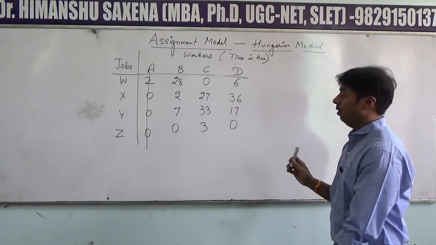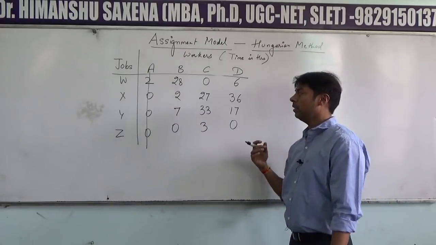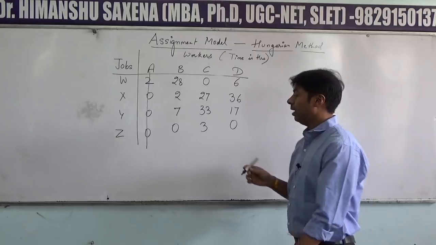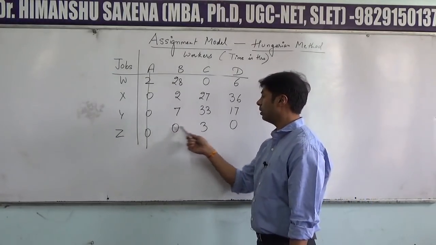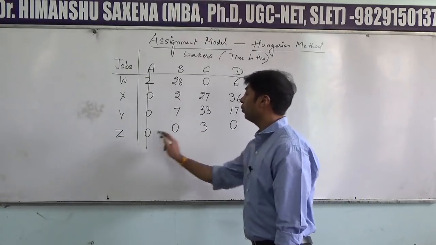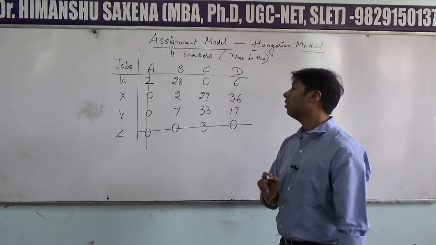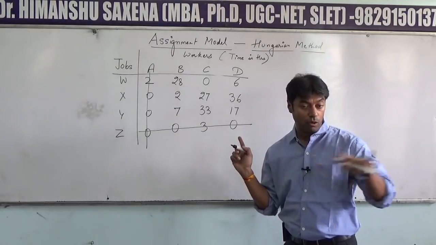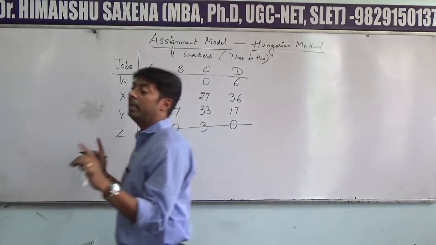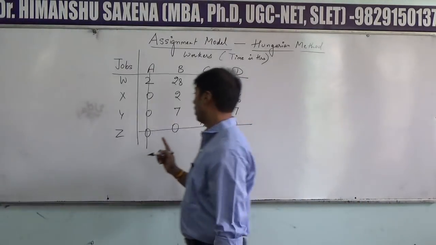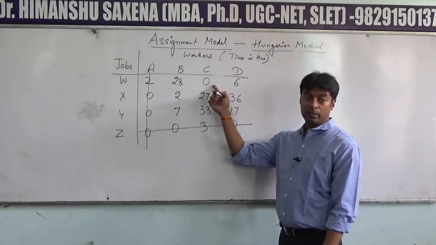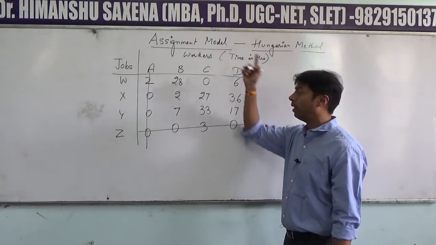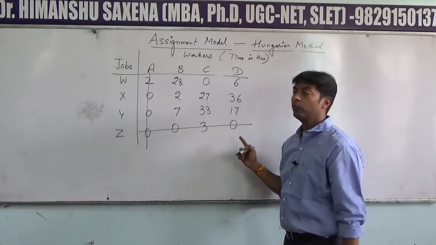Then we look for another set of maximum zeros, whether existing in rows or columns. So we see that another maximum zeros are lying in this fourth row. So we draw another line to cover all these zeros. Our task is to cover all these zeros by drawing minimum number of lines. So now we are left with only one zero. That means we have to draw a line. The line can be drawn either row wise or column wise. The result would be same.